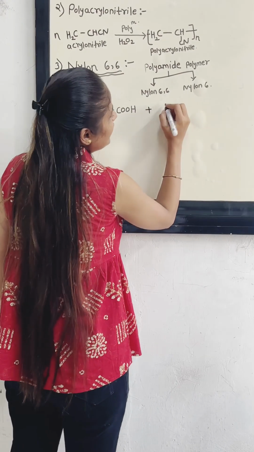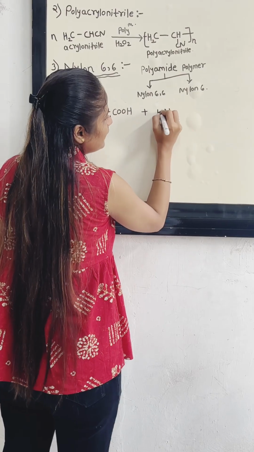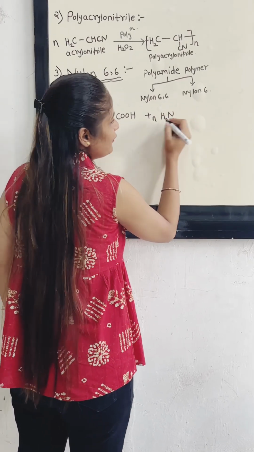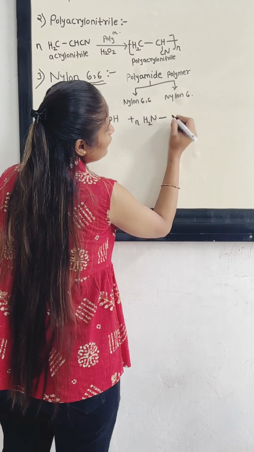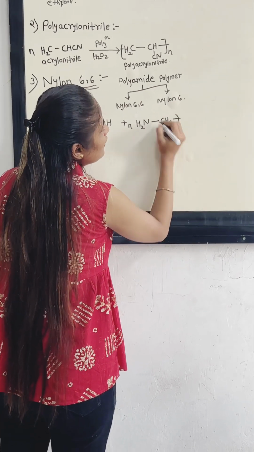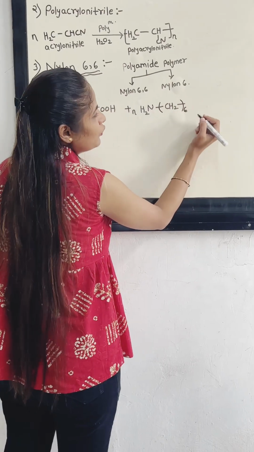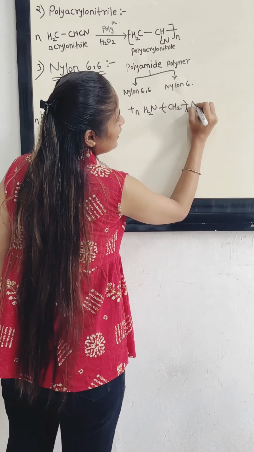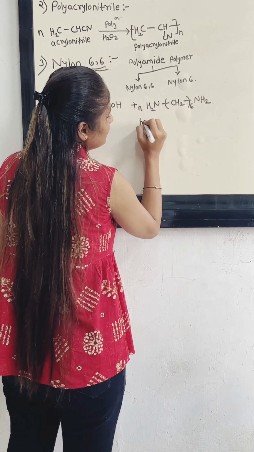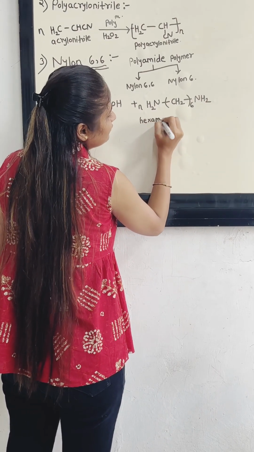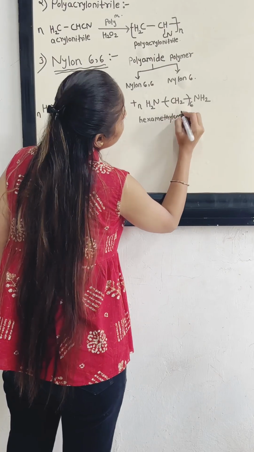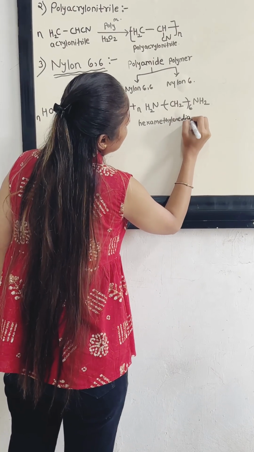And next is the hexamethylene diamine. So NH2, n number of times we have to take this molecule. It is attached to the same CH2 molecule, 6 molecules of CH2, which is attached to another amino group. So it is the hexamethylene diamine.